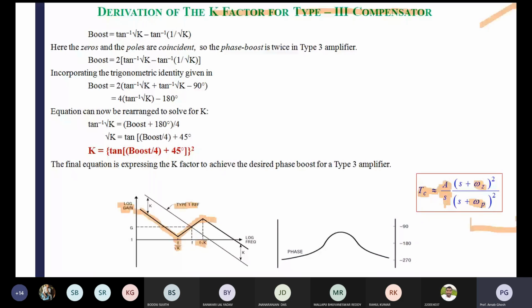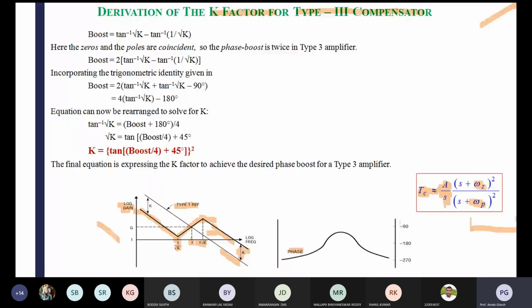Then the other pole contributes minus 20 dB per decade, and the gain will follow a line parallel to your type 1 reference, and that value is called K. Here you can see how much deviation is there. The phase deviation at point F is up to minus 270, beyond and nearer to the minus 90 value.